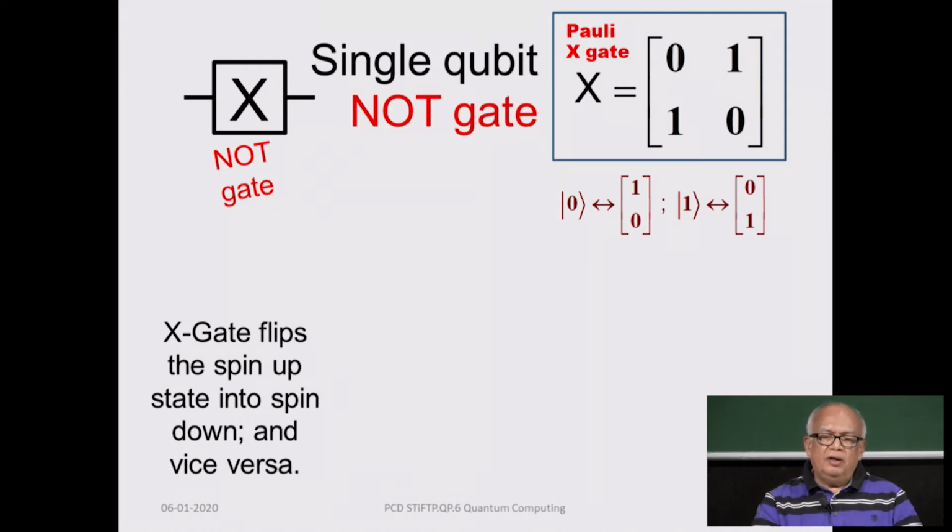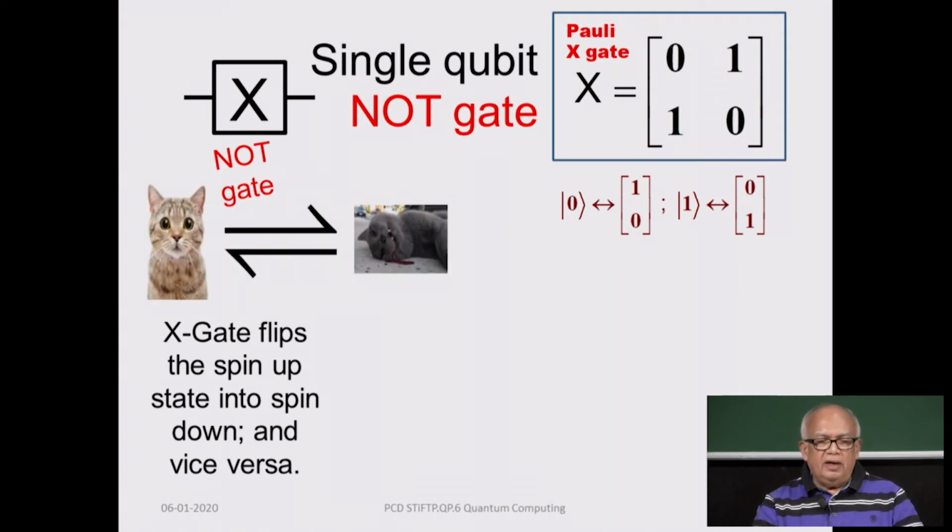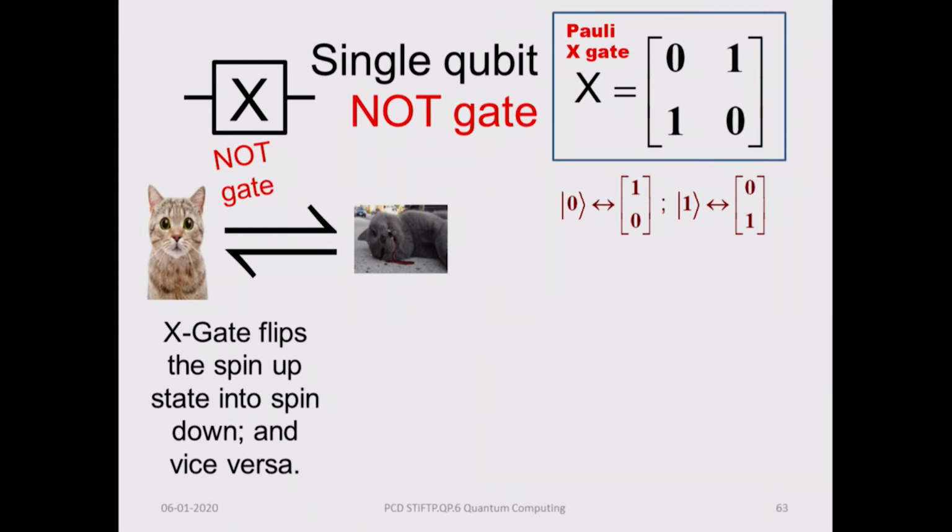So your qubit 0 is represented by 1 0, qubit 1 by 0 1, and essentially what you are doing is bringing the dead to life and making the living dead, right? A qubit.